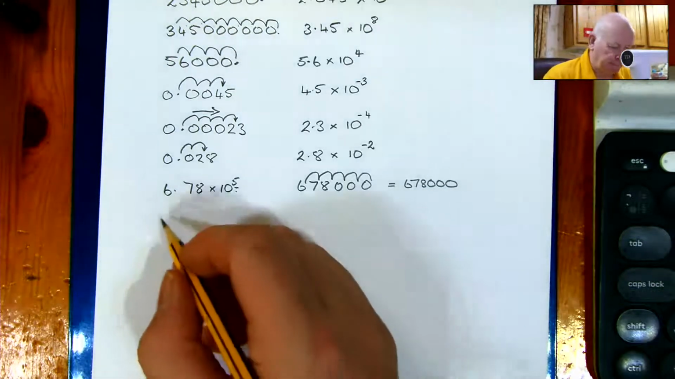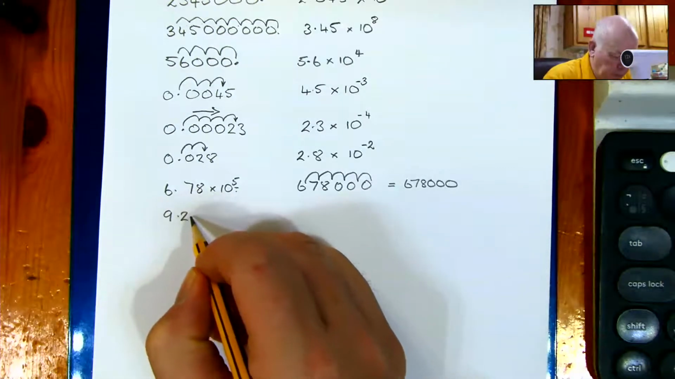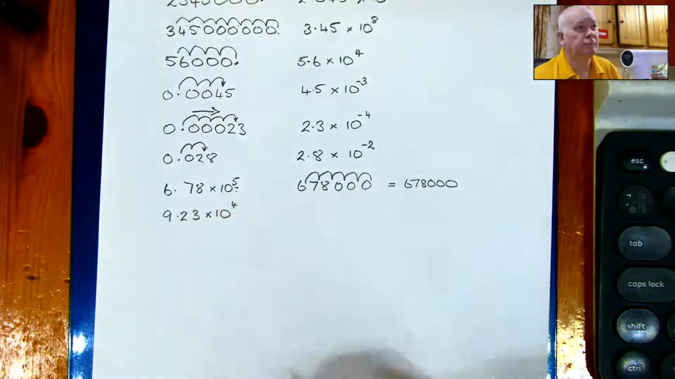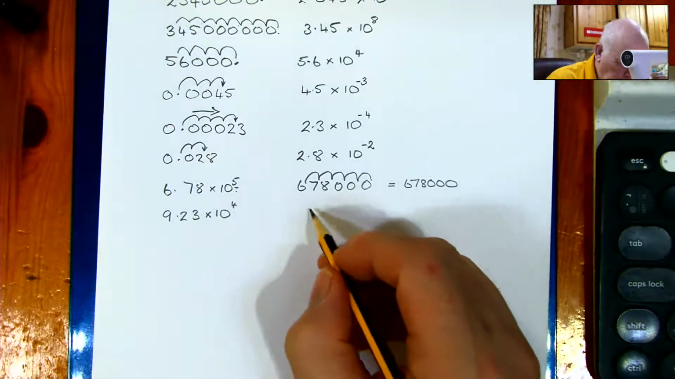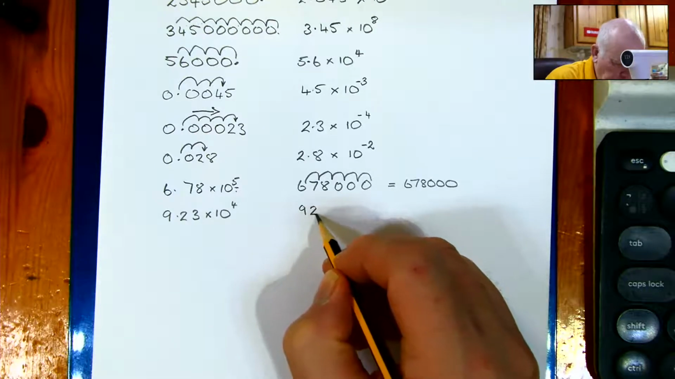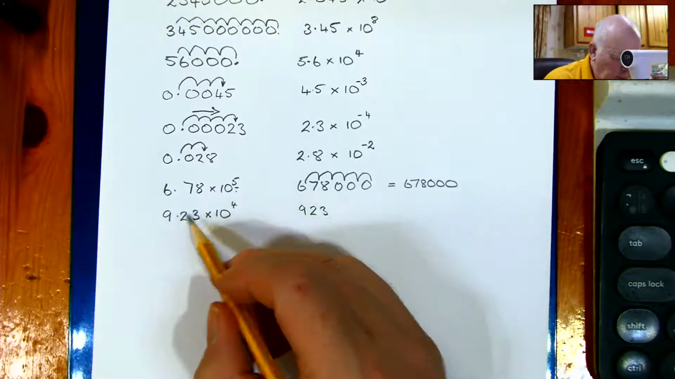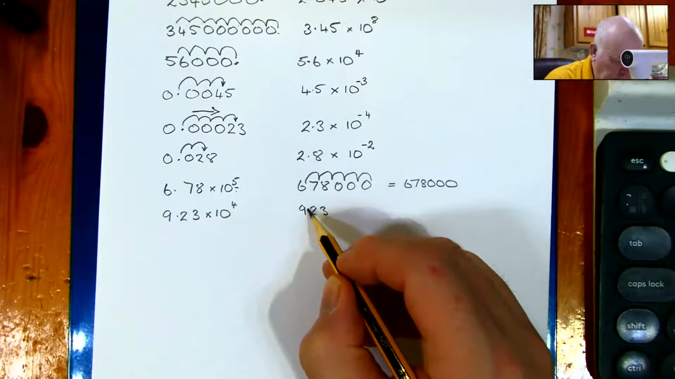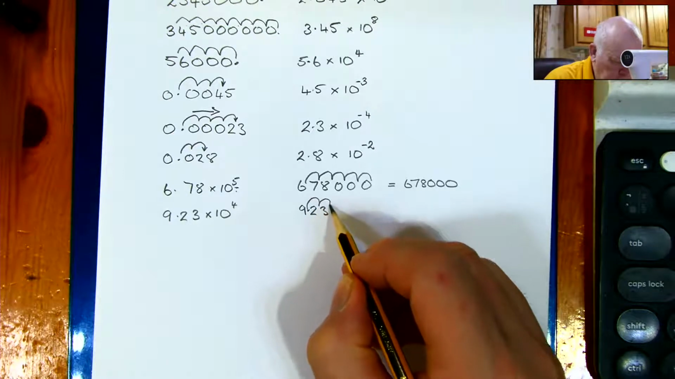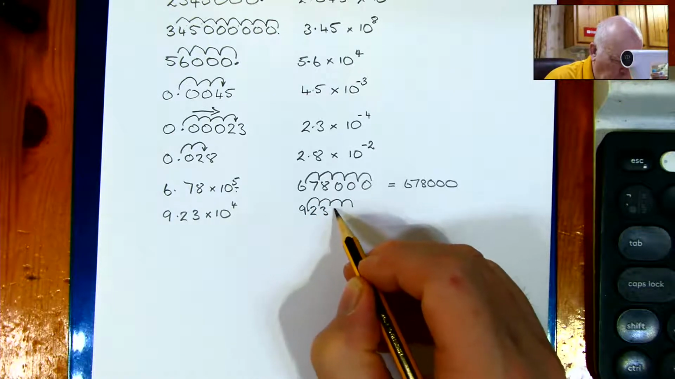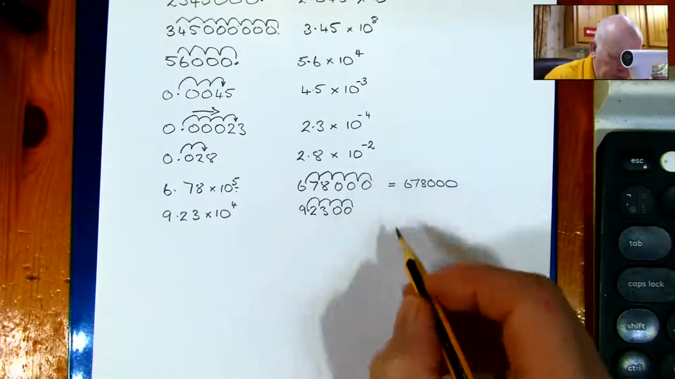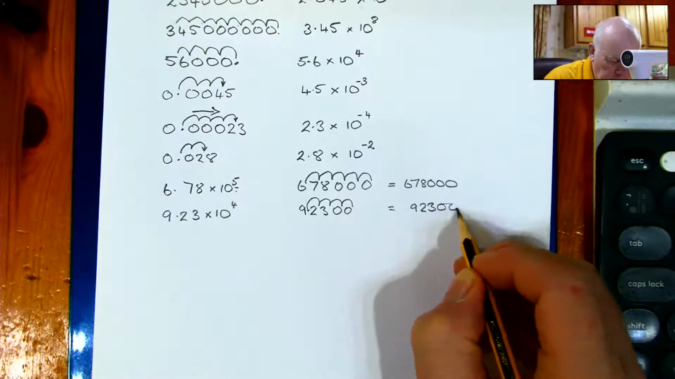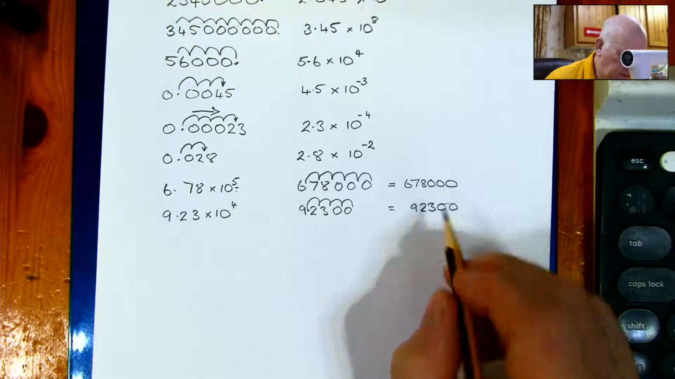Try that again. 9.23 times 10 to the 4. Let's write the number out. 923. We've got to go to 4 decimal places. So it starts here, and we're going to go 1, 2, 3, 4. Put my zeros in under my loops, and we have 92,300.